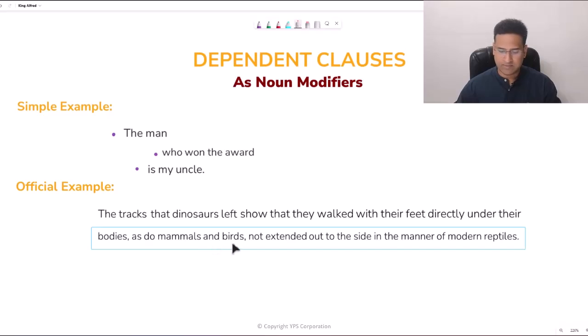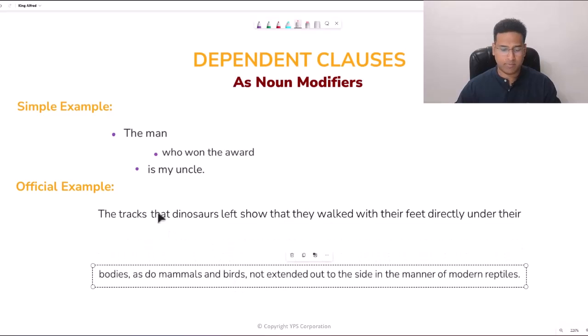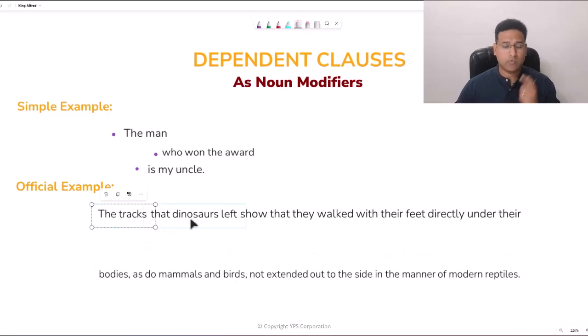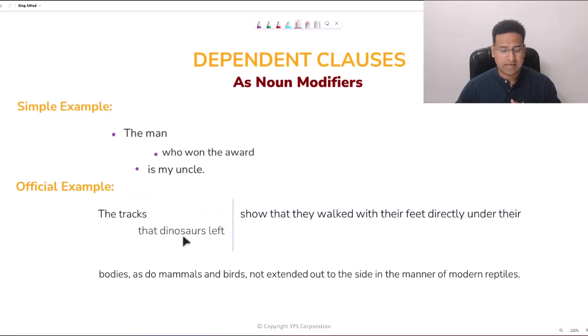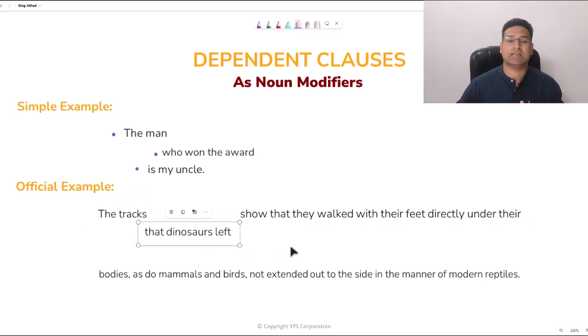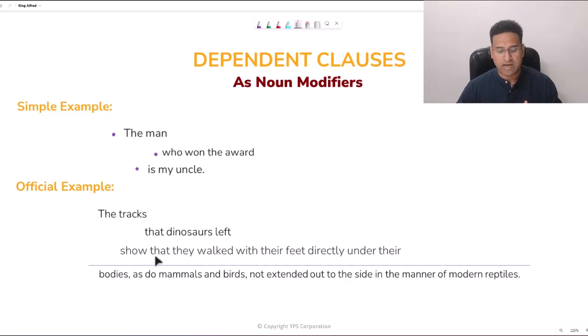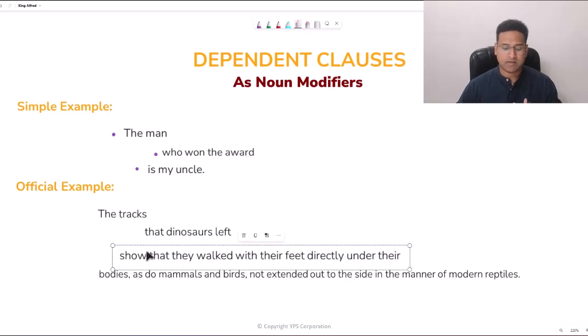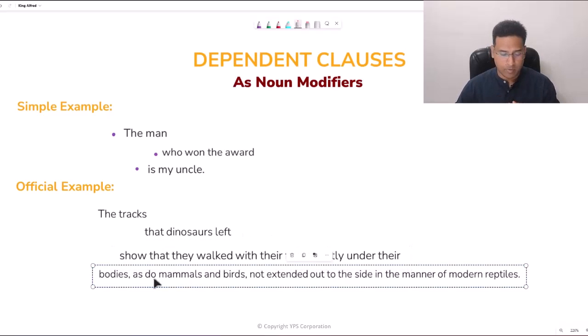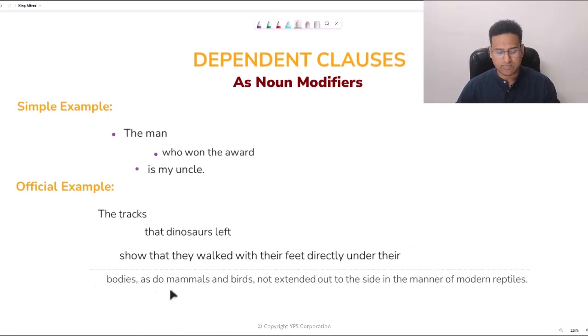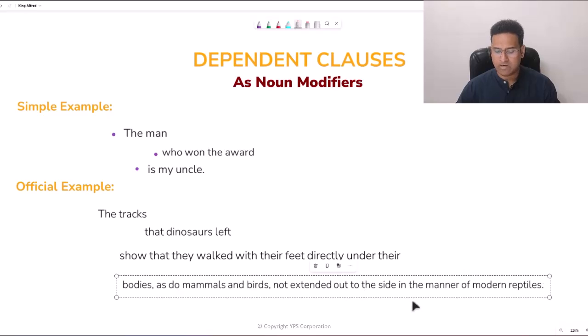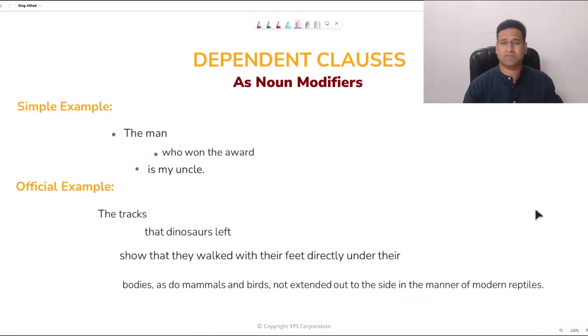Okay, so I can see that this part can be brought on. Let me bring this down a little bit here. We're talking about tracks. Which tracks? The tracks that dinosaurs left. Interesting. Okay, what about these tracks? They show us something. These tracks show that the dinosaurs walked with their feet directly under their bodies, as do, okay, so I'm just going to leave this here, right? We're not going to bother about the remaining sentence because it's going to take a long time, but we already have what we are looking for.